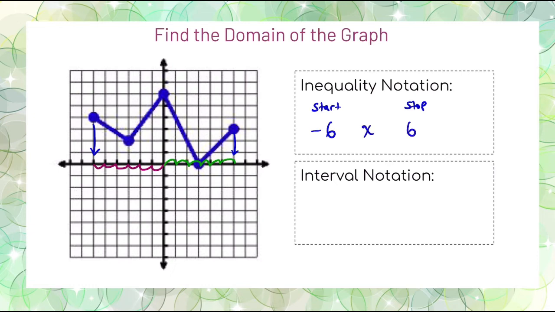Do I have open circle, closed circle, or a mix? I just have closed circles. So what do you think my 2 inequality symbols should be? Yeah, I want 2 that have lines underneath. Now I'm going to do interval notation. -6 to 6. Now I have 2 closed circles. Do I want parentheses, brackets, or both? I want just brackets, because brackets mean closed. And they are closed on both sides.